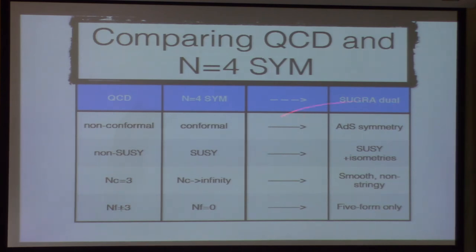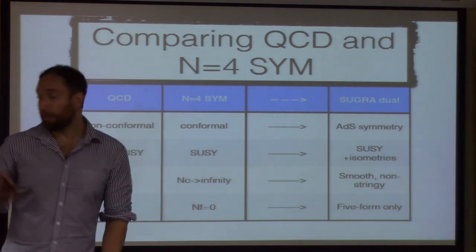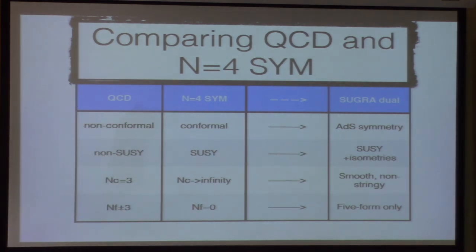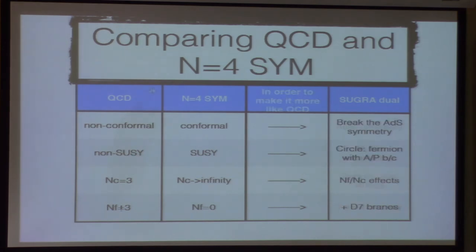So on the supergravity side, the conformal symmetry corresponds to the AdS symmetry. The supersymmetry corresponds to supersymmetries and also isometries in the gravity theory. N_c going to infinity tells us that we have smooth, non-stringy geometries. And N_f equals 0 says that essentially we only have a five-form in our background. So can we change any of this and get a theory which looks somewhat more like QCD?